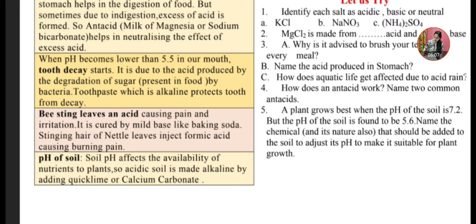And how can we get rid of the pain? By applying dock leaves. There is a plant, students, the dock plant, and through the dock leaves we can get rid of the pain from nettle leaves.